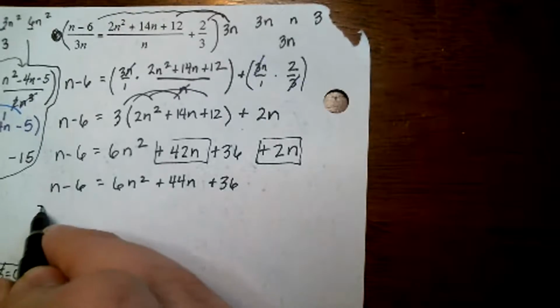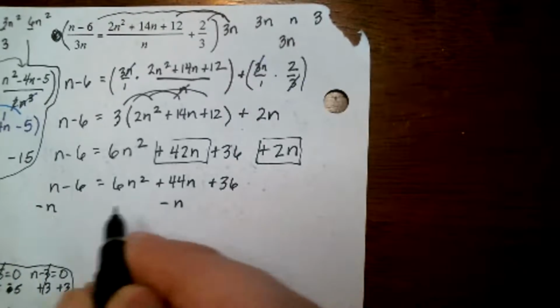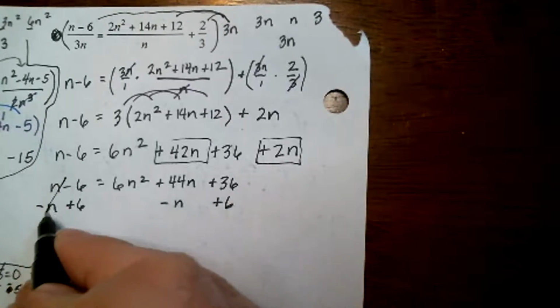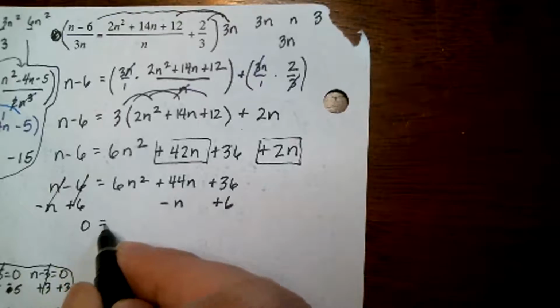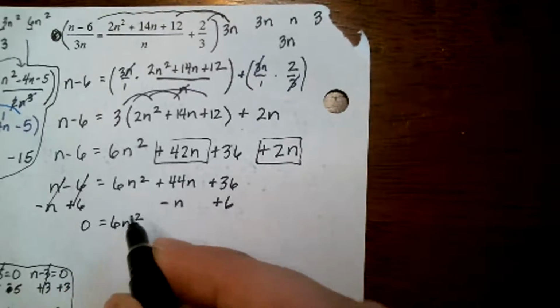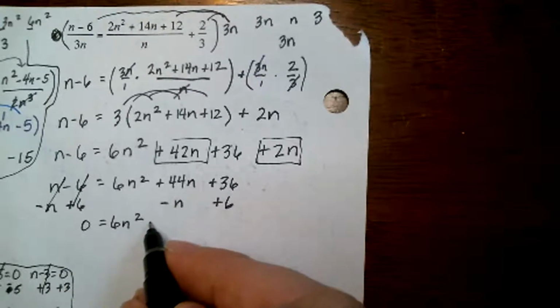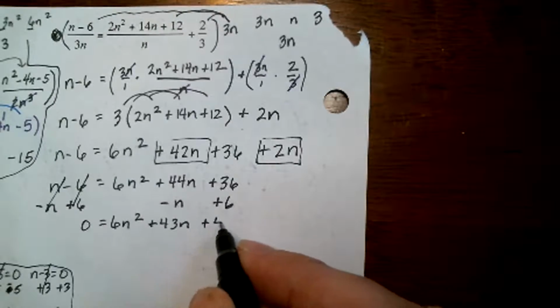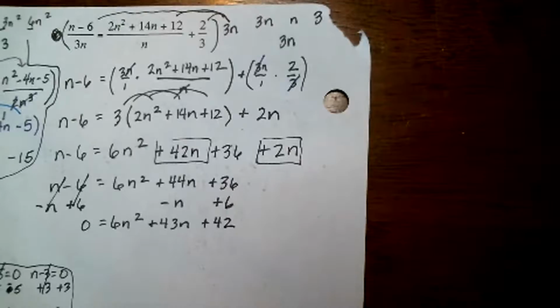I then subtract n from both sides, and I add 6 to both sides. Cancels, cancels. 0 is equal to 6n squared plus 43n plus 42. Give you a second to get that caught up.